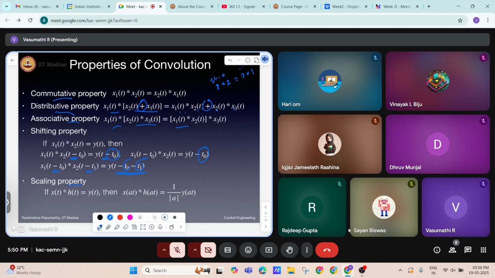Scaling property is kind of scalar multiplication. Whenever you are multiplying the time at which the signal is there, it's not a into x, it's x into a. If you are multiplying the time at which the signal is being applied, then this is the relation between these two. The output will be divided by 1 upon the modulus of the magnitude.